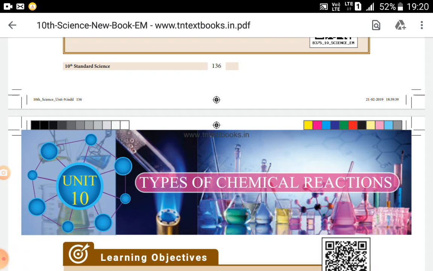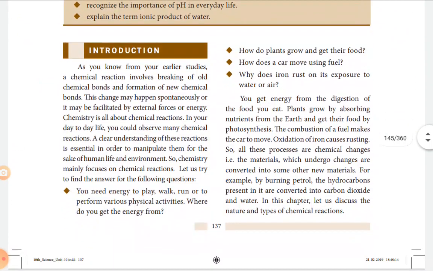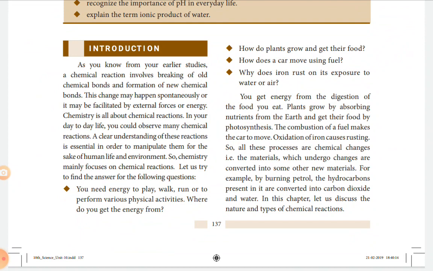Already we learned some topics, the types of chemical reaction. When you see the introduction, already we revised. Once again, I would like to revise something. In the introduction part, it is given that chemistry mainly focuses on chemical reactions, and there are physical changes and chemical changes. Physical changes are temporary, but chemical changes are permanent.